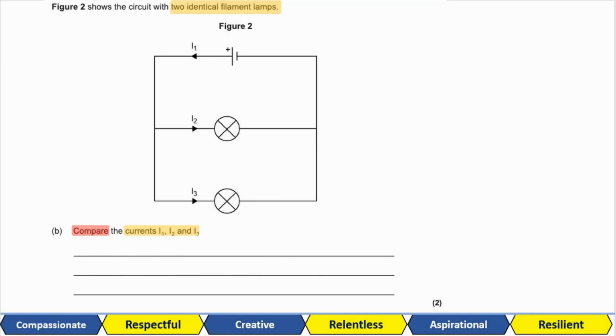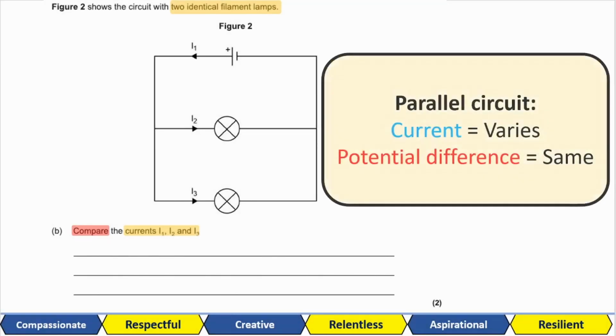This is a parallel circuit, so we need this summary. Current 1 splits into current 2 and current 3. This means that current 1 is equal to the sum of current 2 and current 3. This also means that current 2 is equal to current 3, because the lamps are identical, so they both have the same resistance.